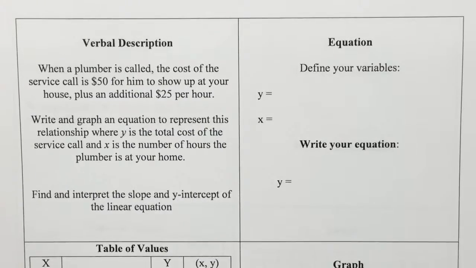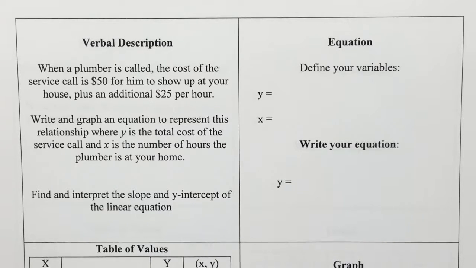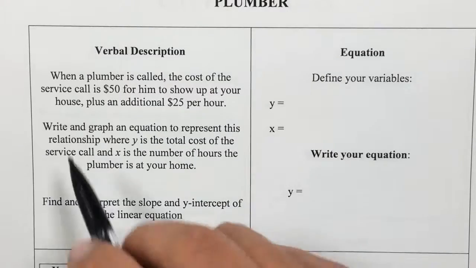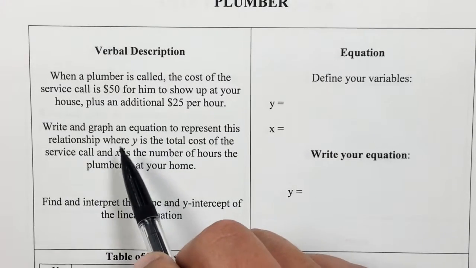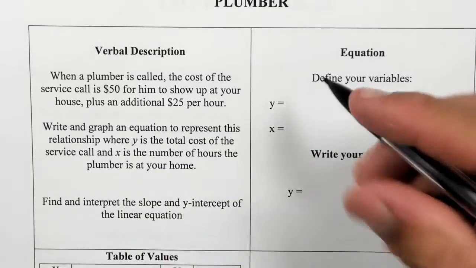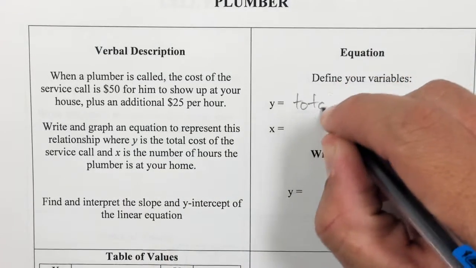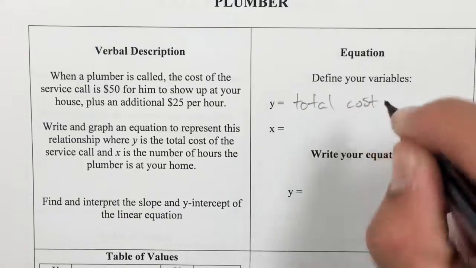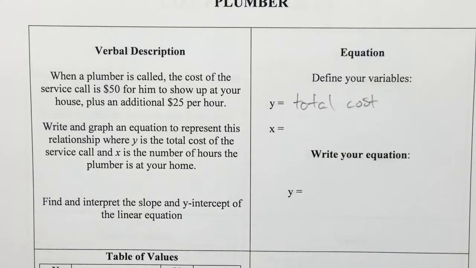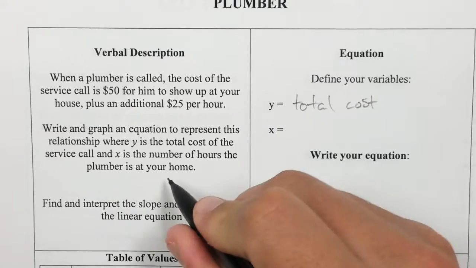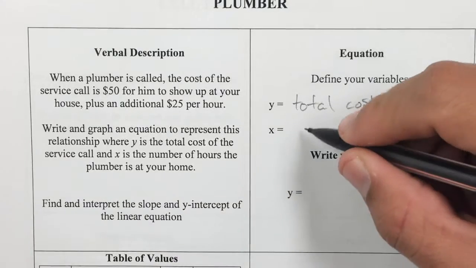All right. When a plumber is called, the cost of the service call is $50 for him to show up at your house, plus $25 per hour. Okay. So it tells you what we're going to do. It's the same thing we've been doing. We're going to define our variables. It actually tells you what they are this time, though. Y is total cost. Okay? Total cost. 9 times out of 10, folks, I'm telling you, if you see total cost, that's it. And where X is number of hours.